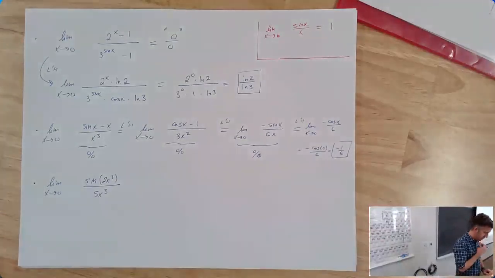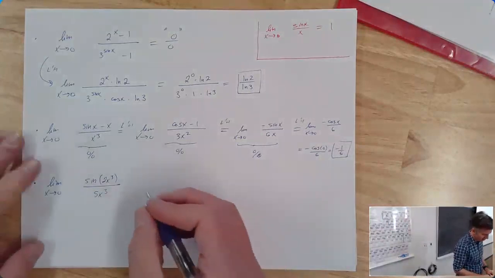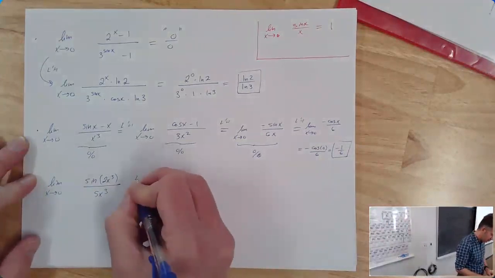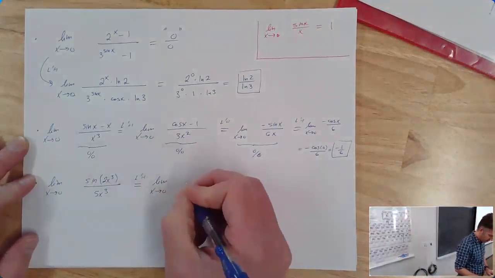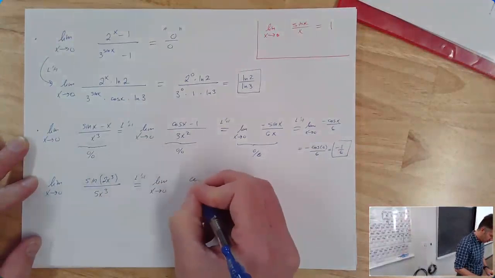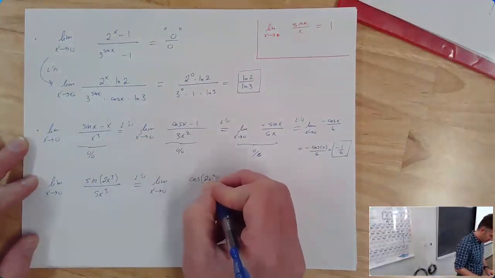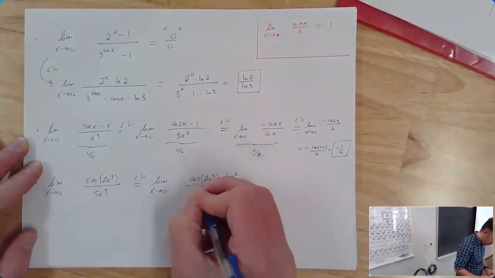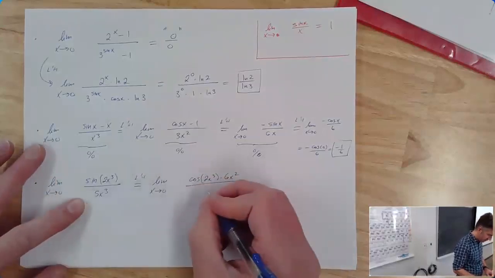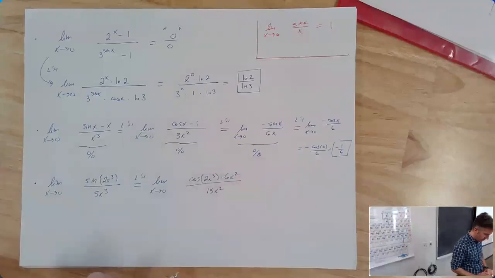So here, if I plug in 0, I get 0 over 0. I could probably do it a different way, but fine. Let's just use L'Hopital's rule. The limit as x goes to 0 of, let's see, the derivative of sine of some stuff is cosine of the stuff times the derivative of the stuff, which is 6x squared. Over on the bottom, the derivative of the stuff, which is 15x squared.